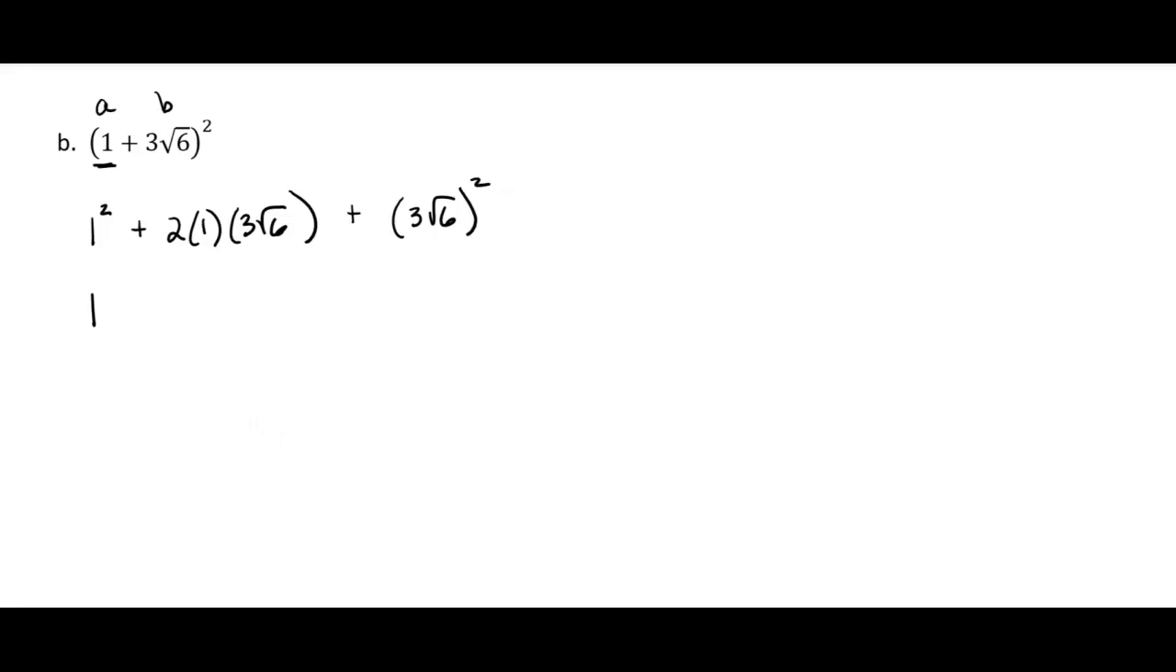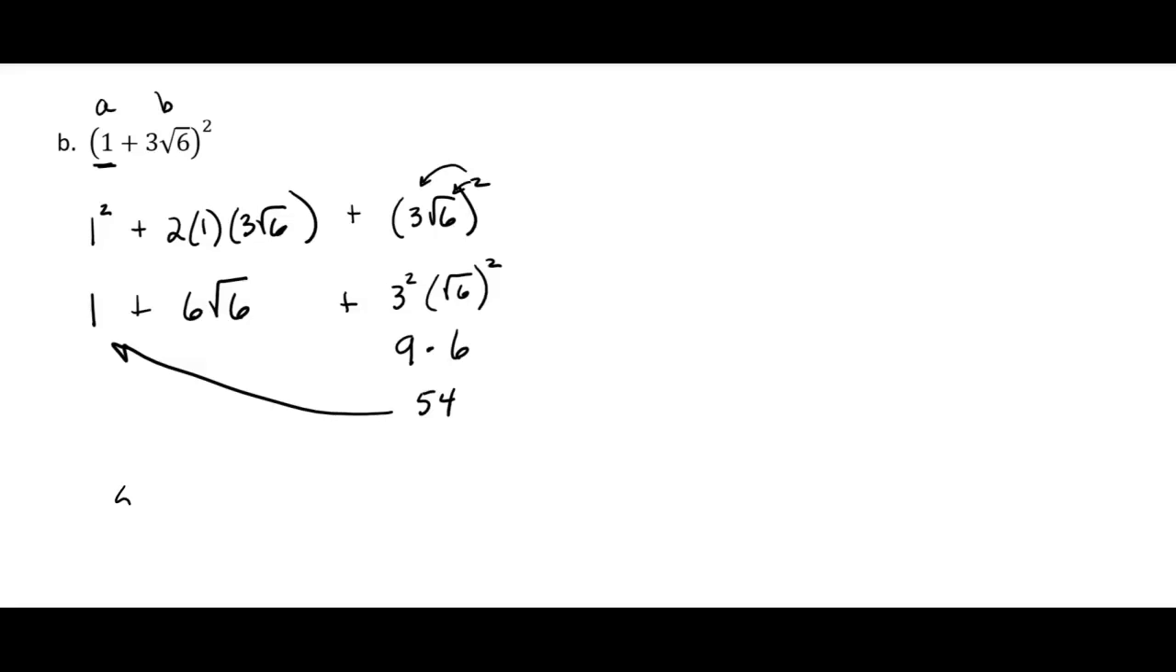All right, so I get 1 plus 6 times the square root of 6 plus, now how am I going to do that? Well, the rules of exponents say to square the 3, and then I have to take the square root of 6 and square that. So I have to square both pieces, I guess. So this is going to be 9 times 6, which is going to be what, 54? Okay, now I'm going to take that 54 and combine it with that 1 over there. So I'm going to get 55 plus 6 times the square root of 6.